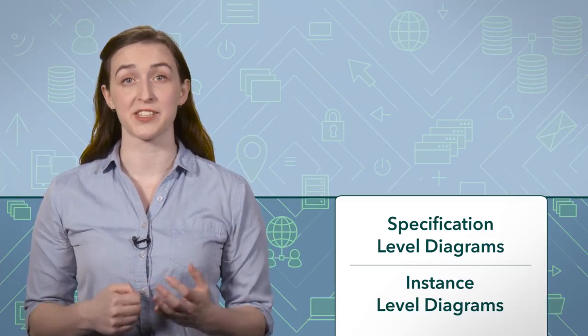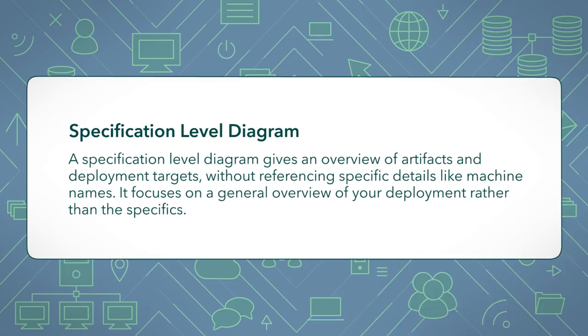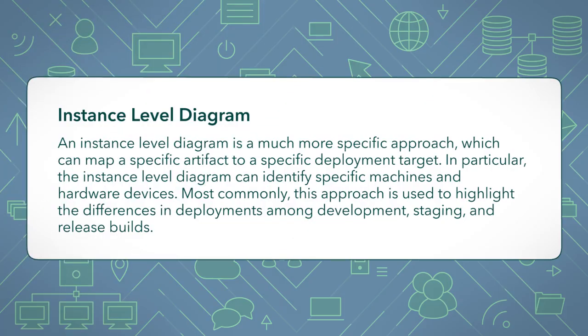There are two different types of deployment diagrams: specification and instance-level diagrams. A specification-level diagram gives an overview of artifacts and deployment targets, without referencing specific details like machine names. It focuses on a general overview of your deployment rather than the specifics. An instance-level diagram is a much more specific approach, which can map a specific artifact to a specific deployment target. In particular, the instance-level diagram can identify specific machines and hardware devices. Most commonly, this approach is used to highlight the differences in deployments among development, staging, and release builds.